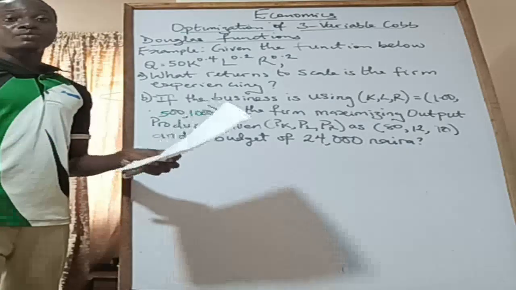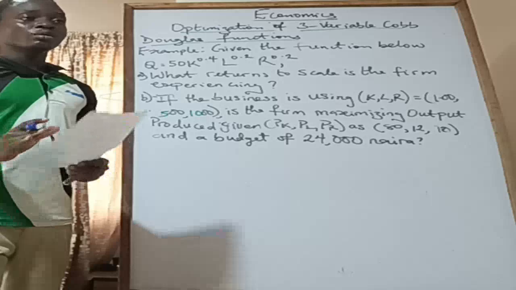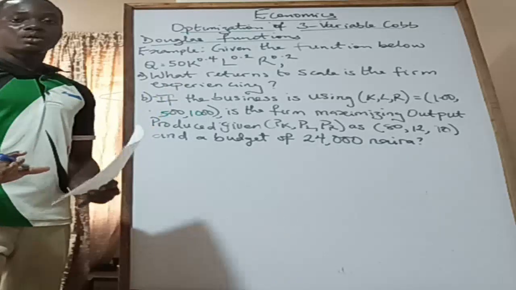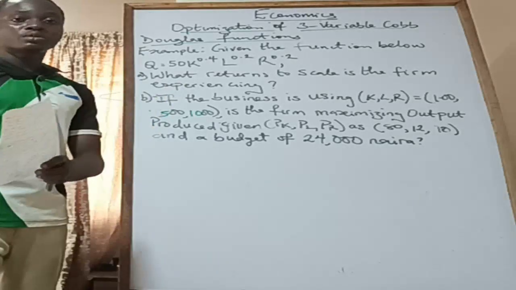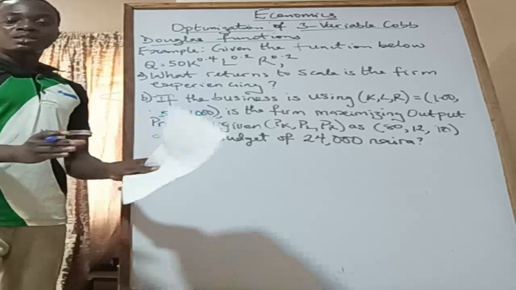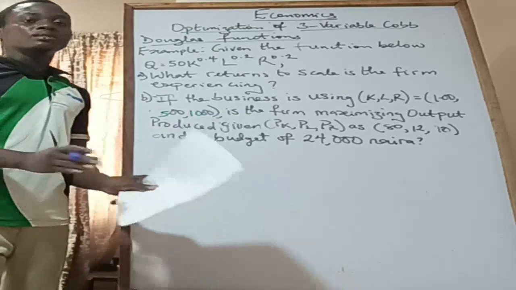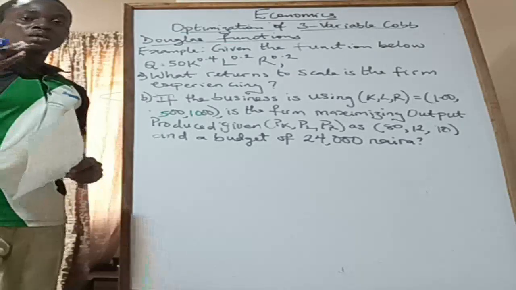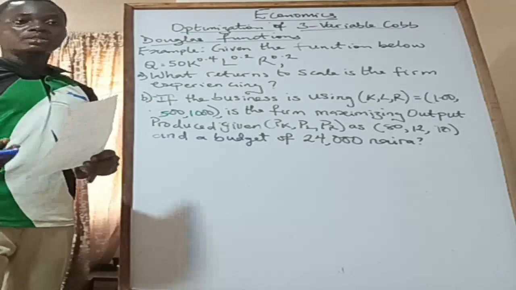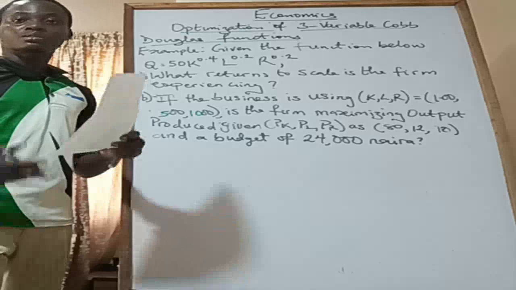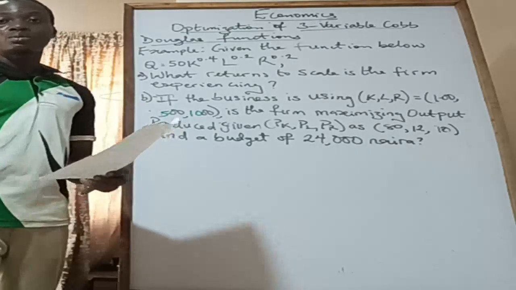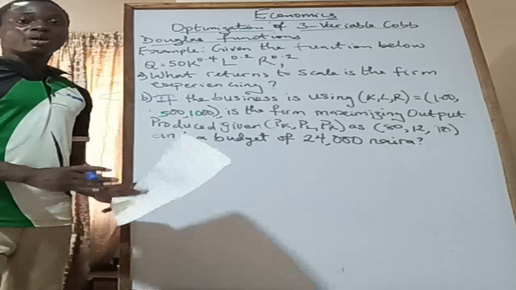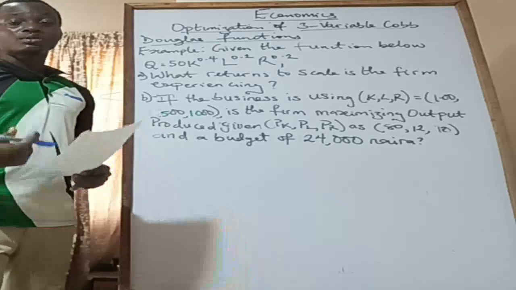Now we have three types of returns to scale. You could have increasing returns to scale, decreasing returns to scale, and constant returns to scale. For increasing returns to scale, you're saying that if you increase all of your inputs by a particular percentage, your output increases by a percentage more than the rate at which all of your inputs have increased. So let's say you double the amount of input used, you increase your input by 100%. If you're using 40 of labor before, you're now using 80 of labor. If you increase all of them by 100%, and your output happens to grow by 150%, your business is experiencing increasing returns to scale.